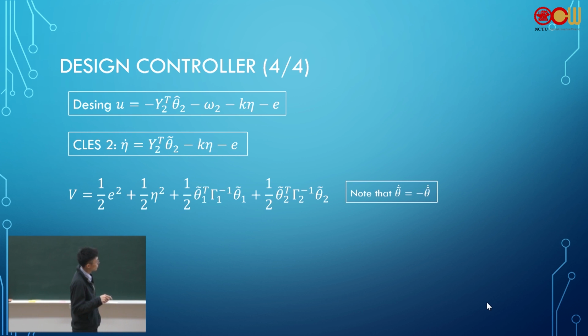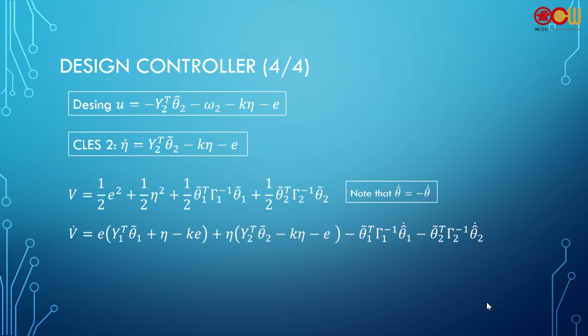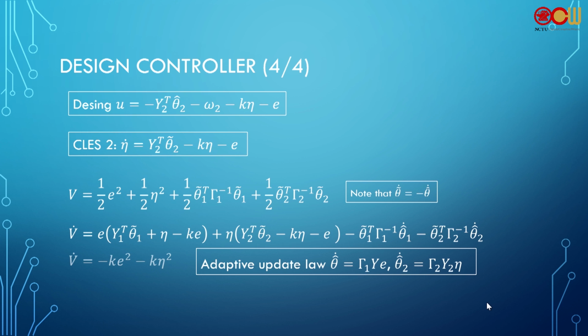In the Lyapunov function, because you have theta 1 and theta 2, you need to include both in your Lyapunov function. Substitute the closed loop systems 1 and 2, and the adaptive laws for theta 1 and theta 2, which are this. You can show that V dot will be negative semi-definite, and use Barbalat's lemma to show that both errors will converge to 0, which is globally asymptotically stable tracking.